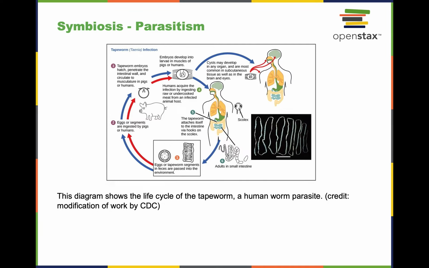With parasitism, it's a relationship where one loses out and the other one wins. And this is an example of a tapeworm that lives inside a human being. It can make that human being really, really sick, but during that process, the tapeworm can reproduce itself and survive.